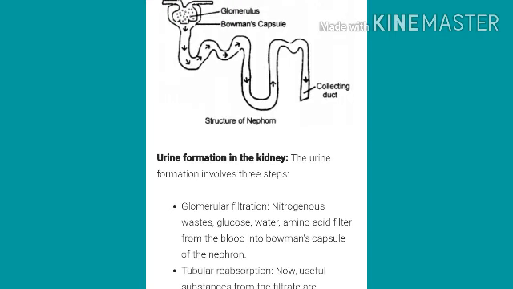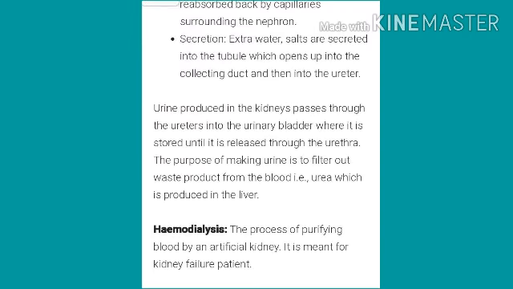Tubular reabsorption. Now useful substances from the filtrate are reabsorbed back by the capillaries surrounding the nephron. Secretion: extra water and salt are secreted into the tubule, which opens up to the collecting duct and then into the ureter. Urine produced in the kidney passes through the ureter into the urinary bladder, where it is stored until it is released through the urethra. The purpose of making urine is to filter out the waste products from the blood, like urea, which is produced in the liver.